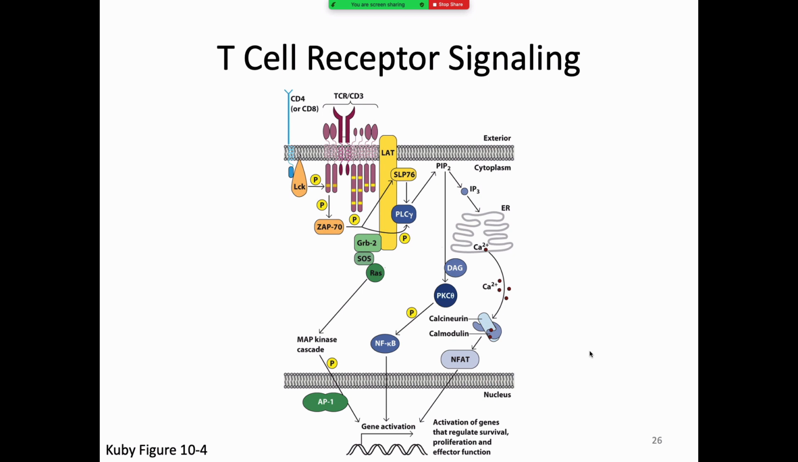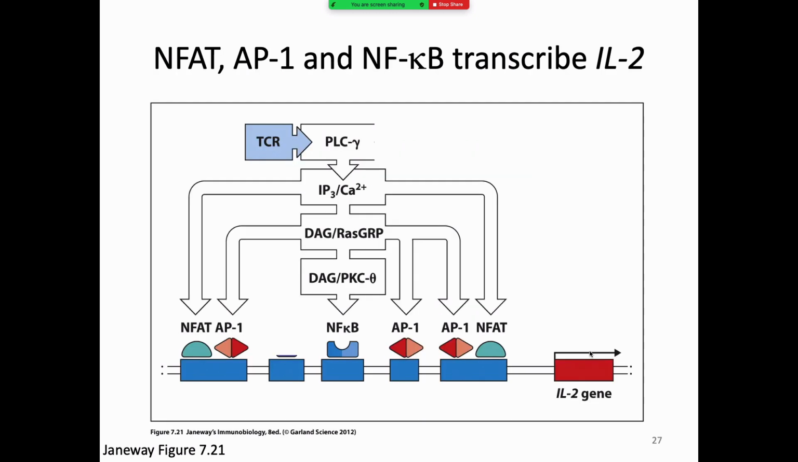We also have PLC, which splits PIP2 into IP3 and DAG. The IP3 pathway gives us NFAT. The DAG pathway gives us NF-kappa B. And now we happily have all three of our transcription factors together, and we can do our goal of turning on IL-2. So that's a big piece of how we think about activating T cells.